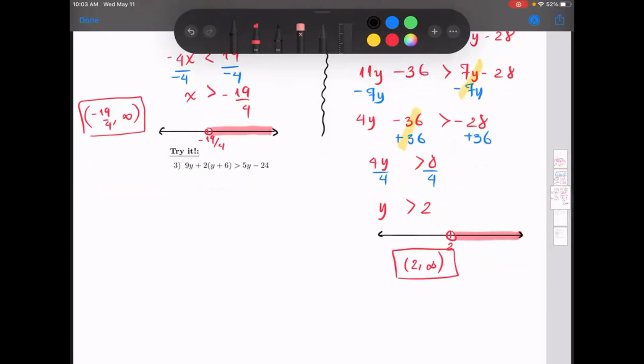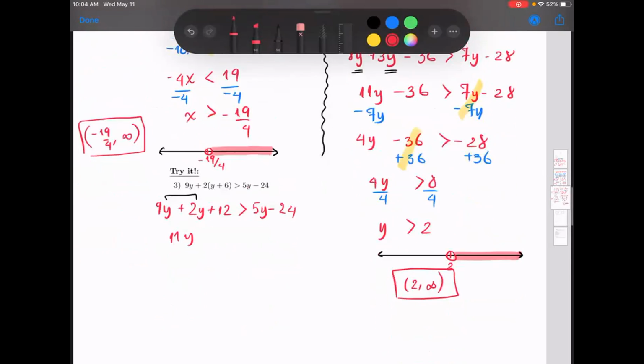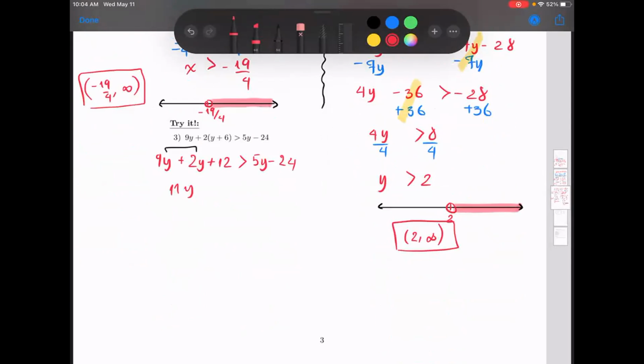Okay, so same thing, right? 9y, oops, I meant red. 9y plus 2y plus 12, distribute the 2, right? Greater than 5y minus 24. Add like terms: 9y plus 2y is 11y. Is this the same problem? No, okay. 11y plus 12 greater than 5y minus 24.